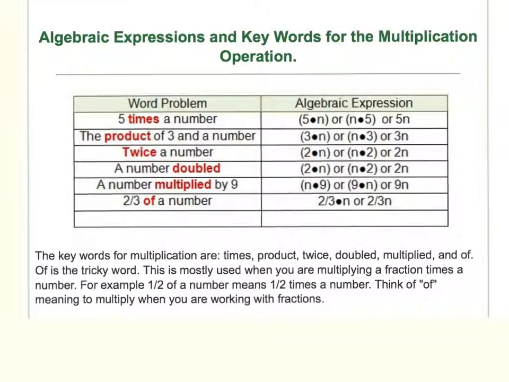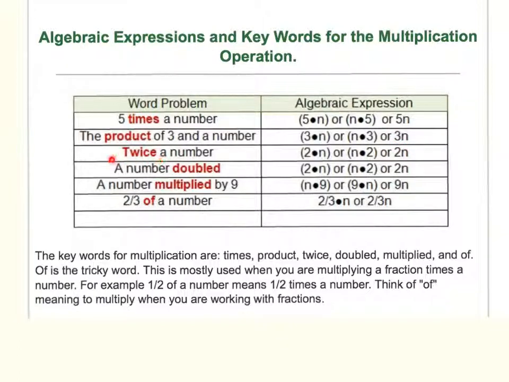All right, you need to write these down, the words especially in red. These are key words for translating multiplication operations, keywords for multiplying. All right, first is 5 times a number, so remember that's commutative, so you can write it as 5 times n or n times 5 or even 5n. The product of 3 and a number, that's again 3 times n, n times 3, or just write 3n.